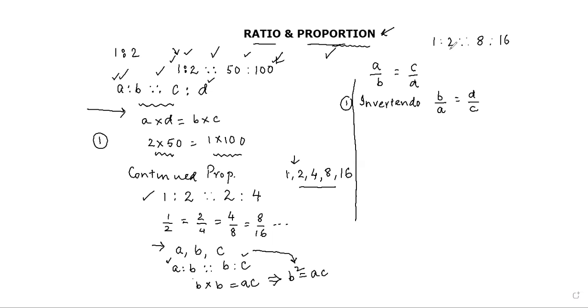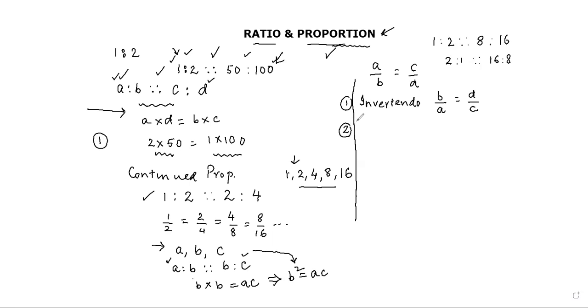So now if 1 is to 2 is the same as 8 upon 16, I'm sure if you invert them, 2 is to 1 is the same as 16 is to 8. Right? The ratio remains the same. 2 is to 1 is the same as 16 is to 8. So this property is called invertendo.